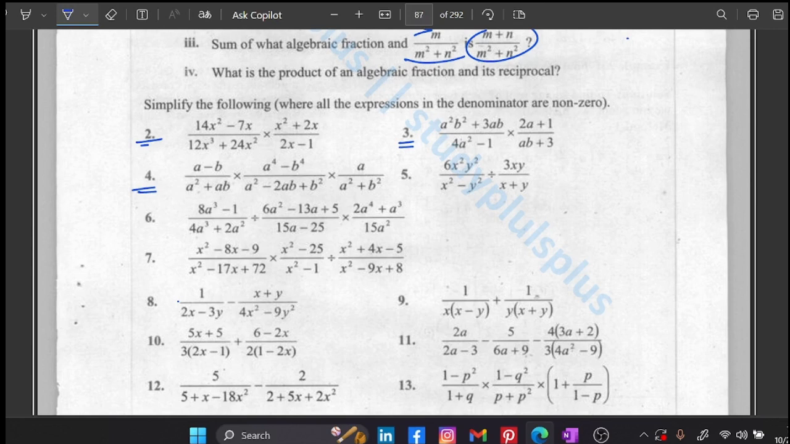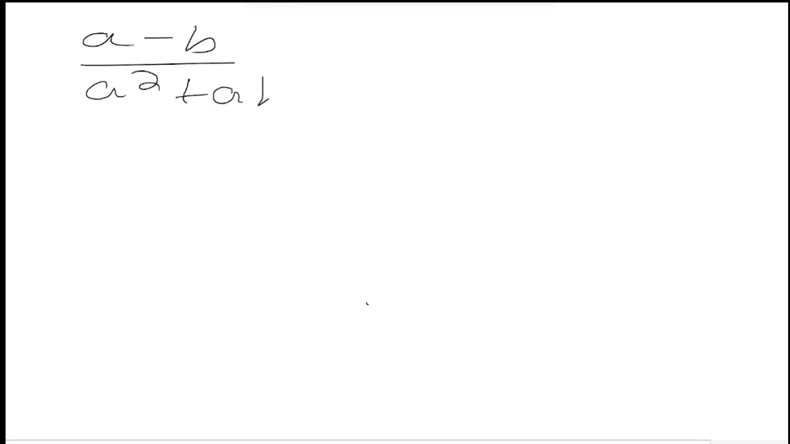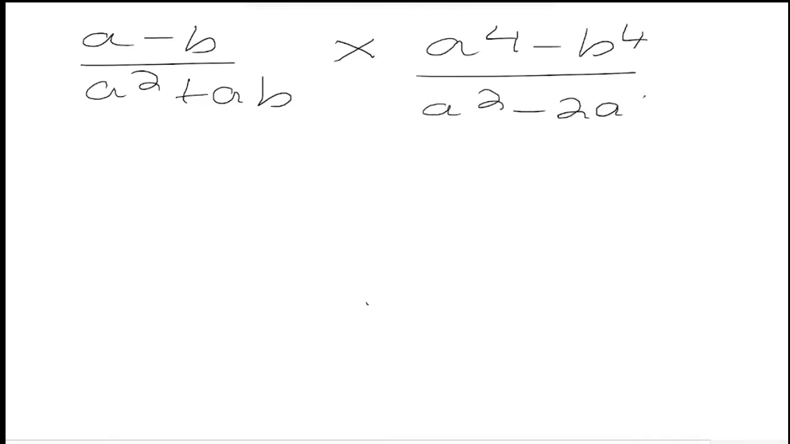And then we have (a² − 2ab + b²) multiplied with a over (a² + b²). So how are we going to tackle this question? Firstly, let's take the first two pairs, and then we'll move on to the last one. So we will write (a − b) over (a² + ab). I'm not simplifying them, I'm just writing them down. And then you will write (a⁴ − b⁴) divided by (a² − 2ab + b²). Now we need to simplify this.